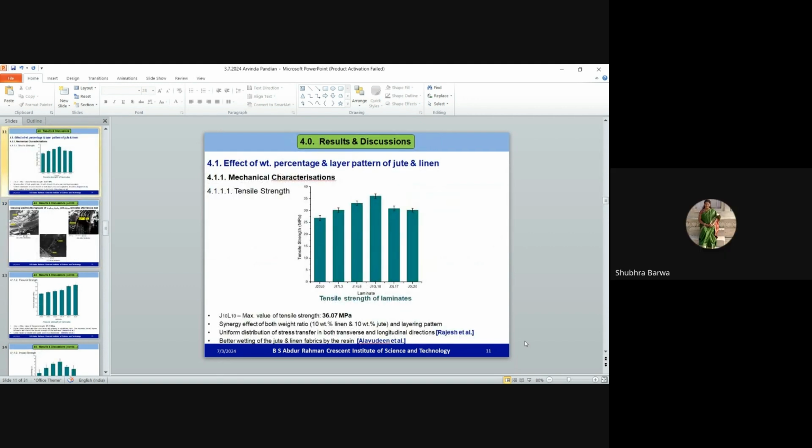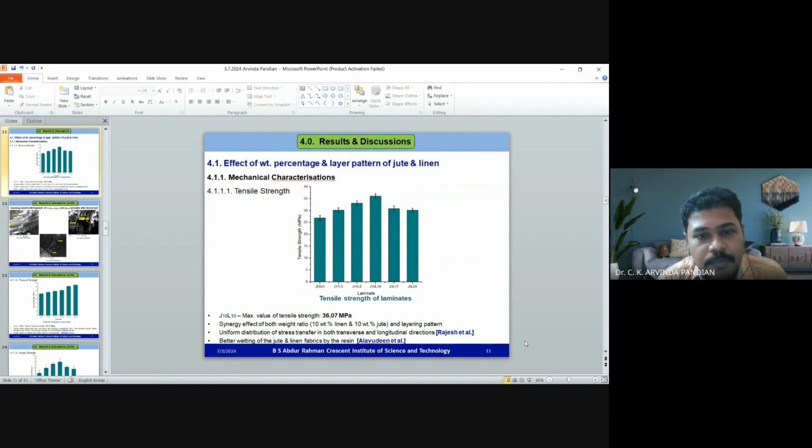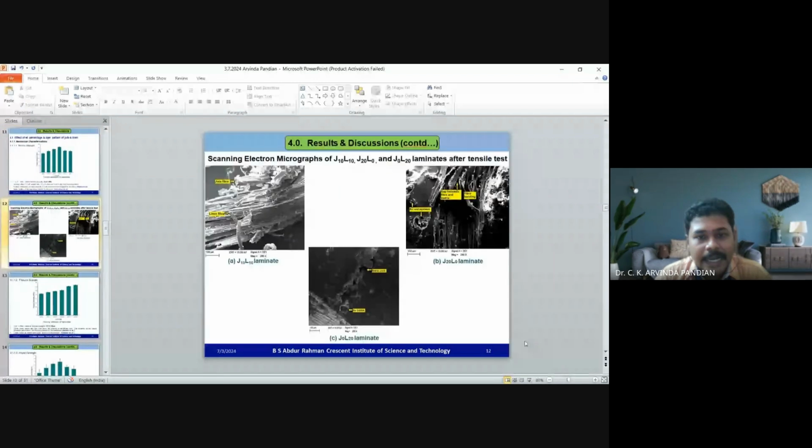Yeah, now it's okay. From the mechanical tensile strength, J10L10 has given the maximum strength. J10L10 has equal weight percentage of jute and linen along with the alternate layers. In that case, there are 5 layers where linen is placed at the outermost layer. So linen, jute, and linen has given the maximum strength. So the alternate layer pattern along with the equal weight percentage has given the maximum tensile strength. These are the scanning electron microscopic images of different laminates.